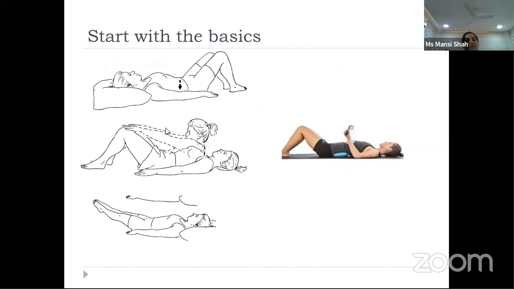So starting with the basics over here again, we aim at local segmental control and then eventually shift to open segmental control.